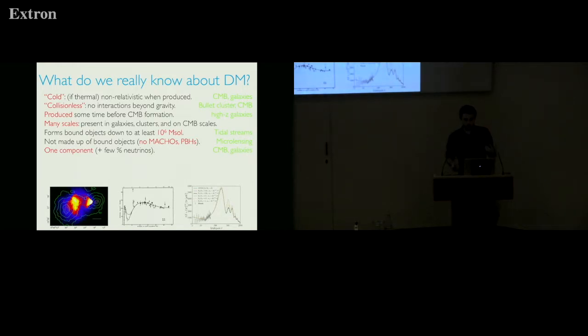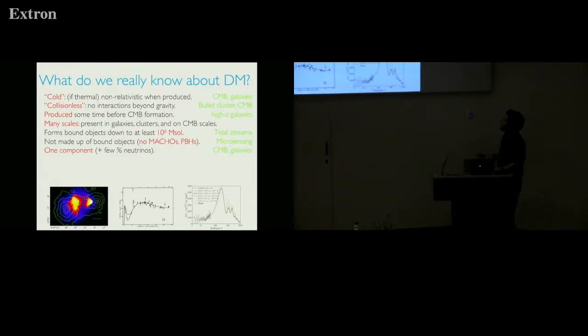We know from the CMB, from knowing that those seeds for structure formation were there, and from the baryon acoustic oscillations, that dark matter had to have been produced quite a long time before the CMB. It was present in the universe very early on, at a redshift of at least 10 to the 5, up to 10 to the 7, say. We know also that it forms bound structures, that it forms halos, but we only have a lower bound on the smallest bound structures.